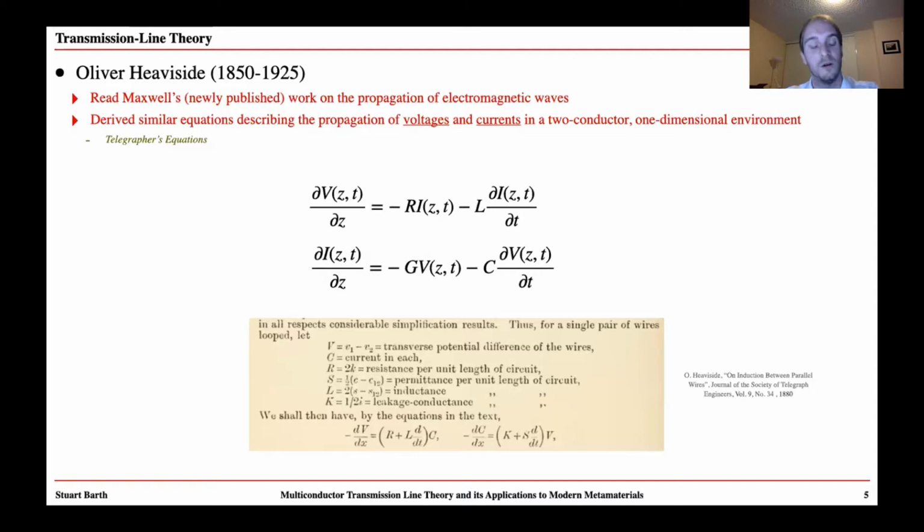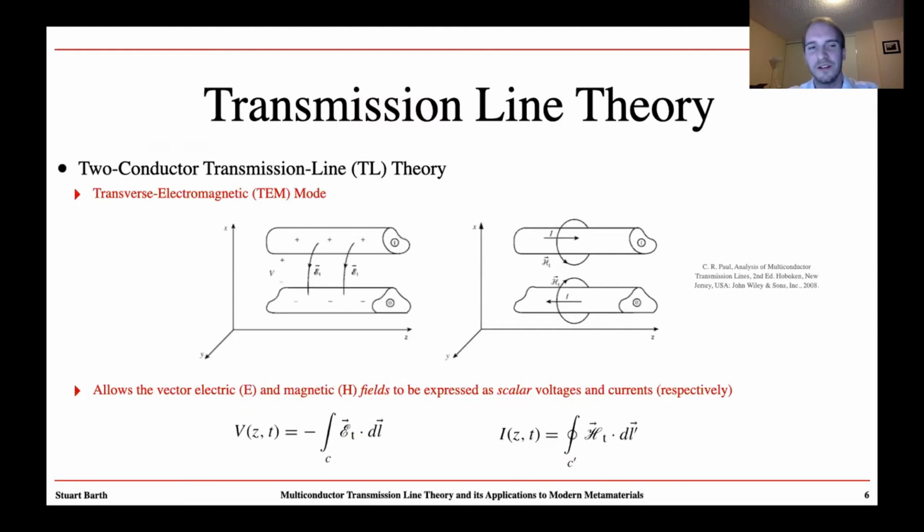And of course, these are known today as the telegrapher's equations. And interestingly enough, if you look at his actual work, what you see is that the equations he used are essentially the same as the ones we use today, just a small change in notation. So transmission line theory really at its core deals with the investigation and modeling of transverse electromagnetic modes that are supported by two parallel conductors. So sorry, there's just one mode supported here, this transverse electromagnetic mode.